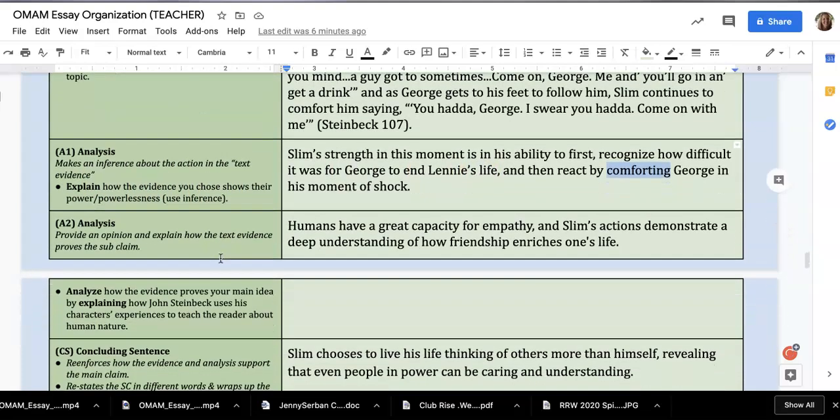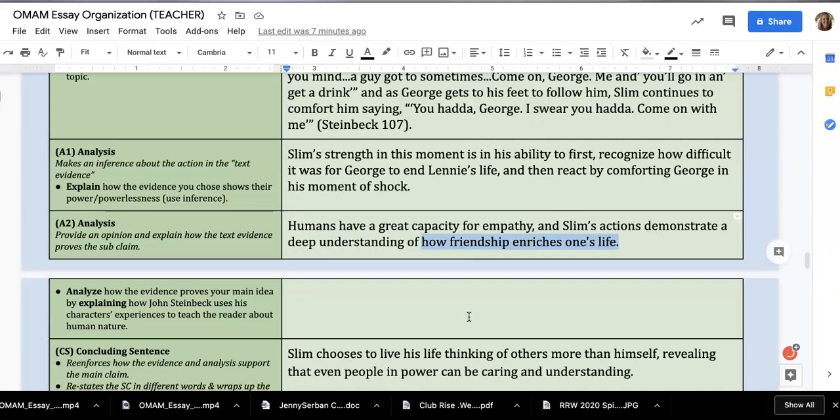Now in the second analysis, again, I have to talk about how John Steinbeck uses the character's experience to teach the reader about human nature. So I started with the learning. Humans have a great capacity for empathy, and Slim's actions demonstrate a deep understanding of how friendship enriches one's life. So I have two parts in here that show what the reader learns about human nature. One is that humans have a great capacity for empathy, but also that his deep understanding shows how important friendship is to enrich one's life. Both of those are included.